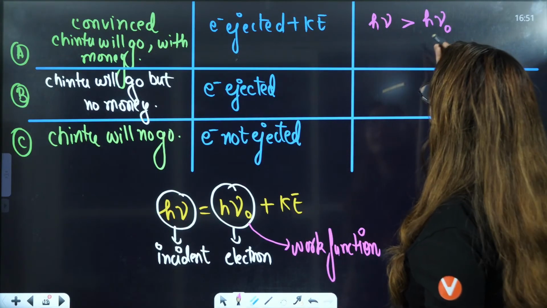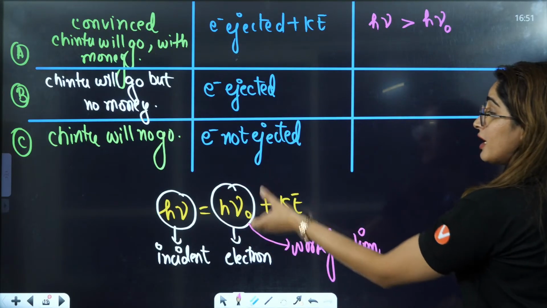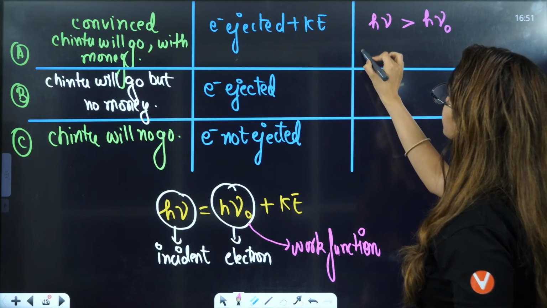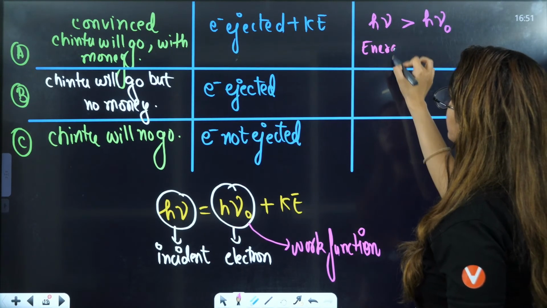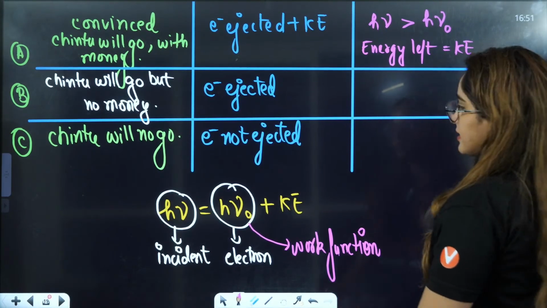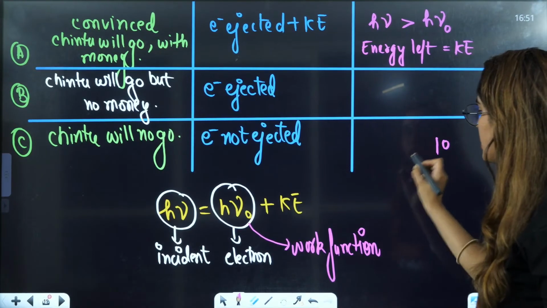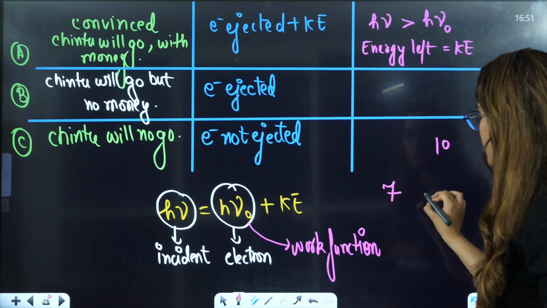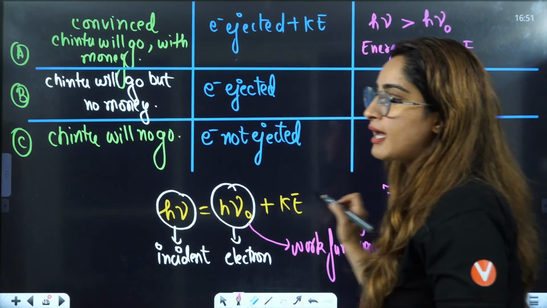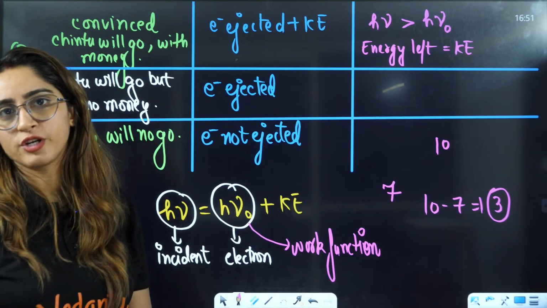and because hν is greater than hν₀, the remaining energy is the kinetic energy. Energy left is kinetic energy. Let's say incident light has 10 energy. Energy needed is 7. So 10 minus 7, you are left with 3. This 3 is the kinetic energy. Is that clear? This 3 is the kinetic energy.